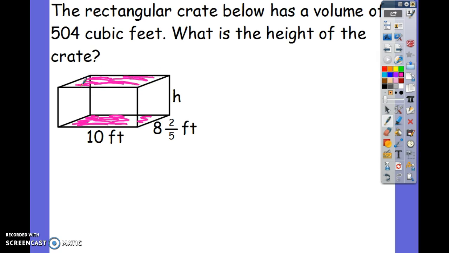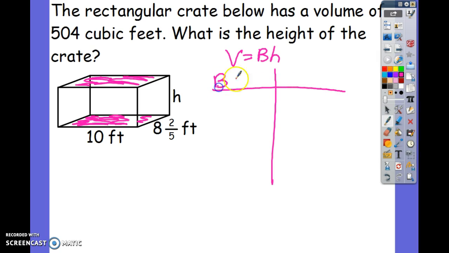We know this is a rectangular prism, so we are going to use volume is equal to the area of the base times the height. We're going to use our T-chart. Area of the base is base times height. Volume of the prism is area of the base times the height of the prism.